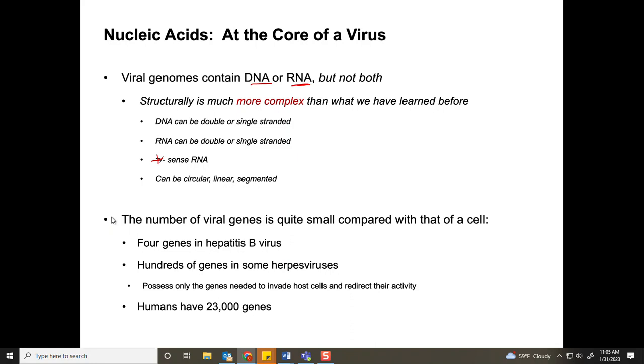So, next, the number of viral genes is quite small compared to that of a cell. For example, in the hepatitis B virus, there's only 4 genes. Now, there's hundreds in some of the herpes viruses. Humans, on the other hand, as a non-viral entity, we are an animal, we have 23,000 genes. And so again, that's because these viruses are only going to possess the genes they need to invade a host cell and interrupt its activities to do what it wants it to do.